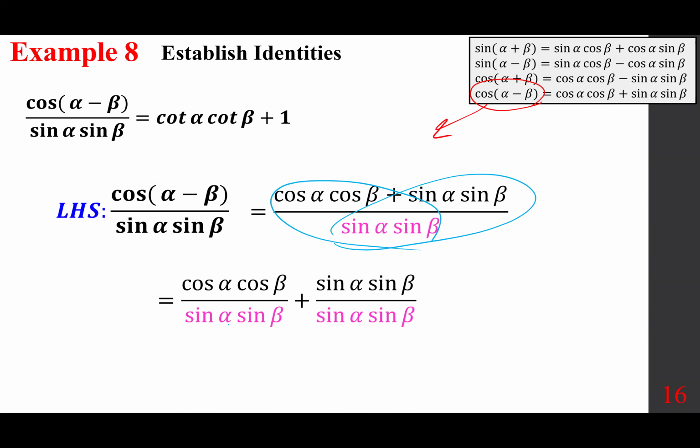So cosine alpha over sine alpha is cotangent alpha. Cosine beta over sine beta is cotangent beta. And this, the top and the bottom are identical. It's just 1. So cotangent alpha, cotangent beta plus 1.